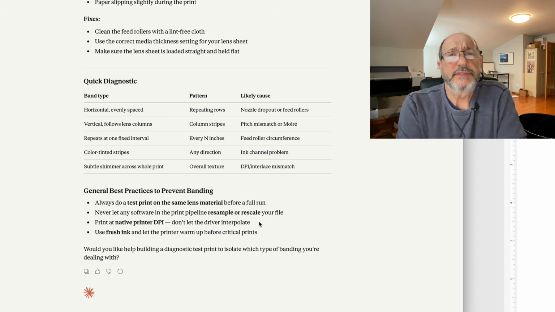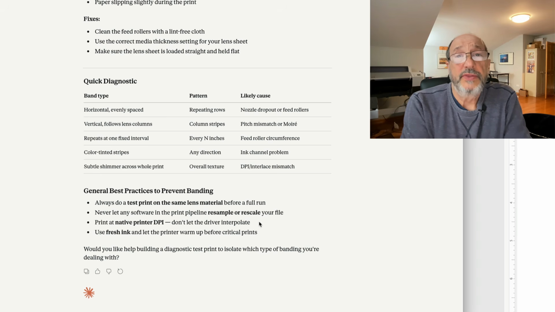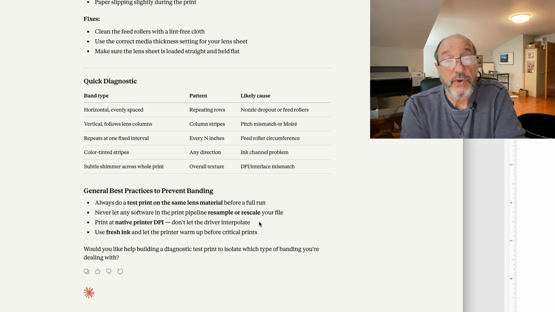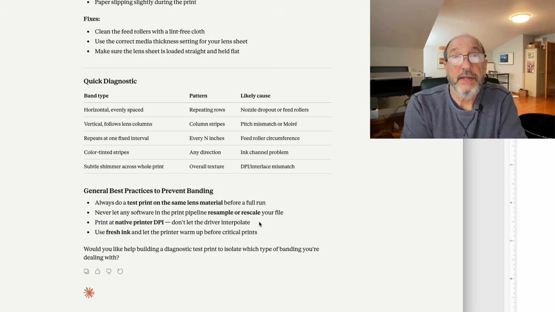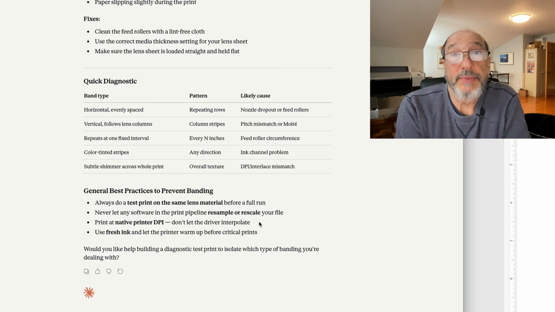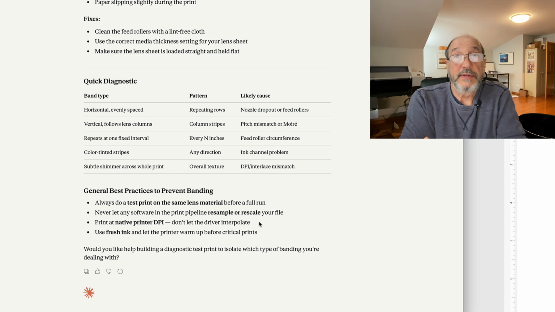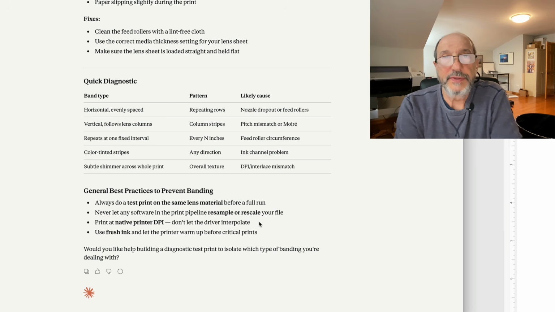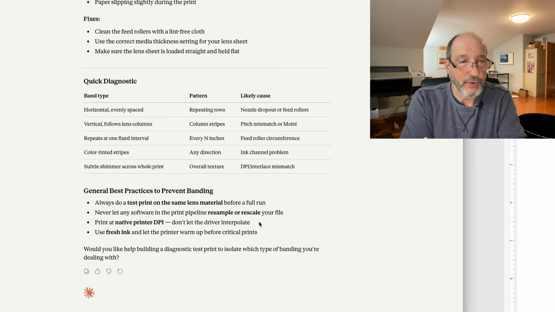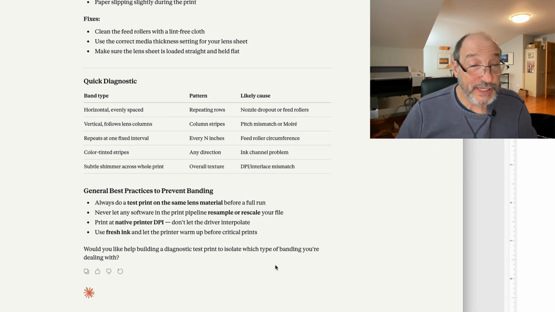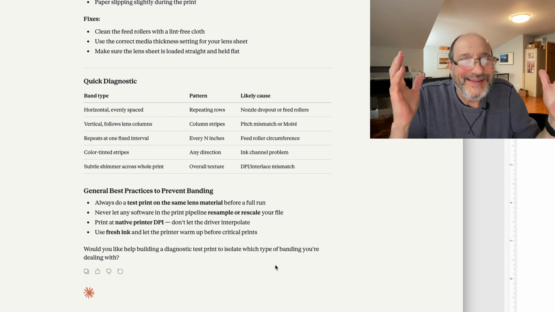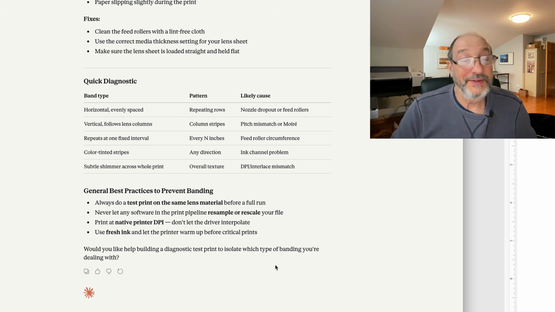If you interlaced a file to, let's say, 360 pixels per inch and your Canon printer wanted a multiple of 600, then some interpolation would occur. So you probably, for Epson, should be using 720 PPI and outputting your interlace file at that resolution, and for Canon or HP, you should output it at 600. And if you're doing anything that's not a multiple of those two, you probably will cause banding. Use fresh ink and let the printer warm up before critical prints. What? That really doesn't have anything to do with our issue.